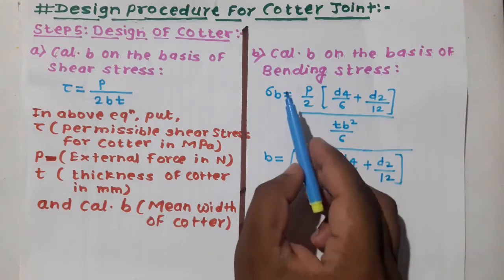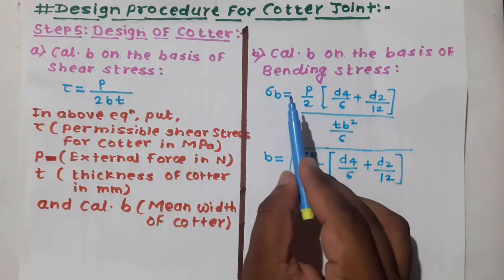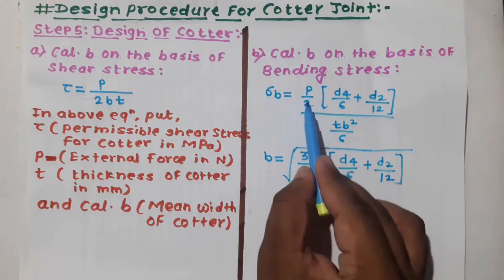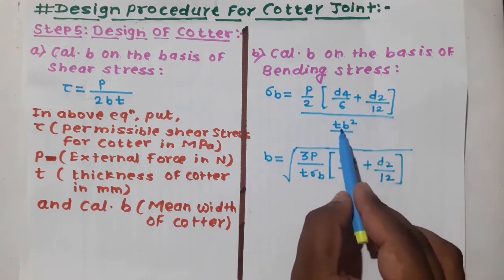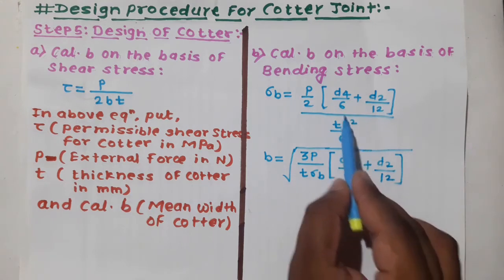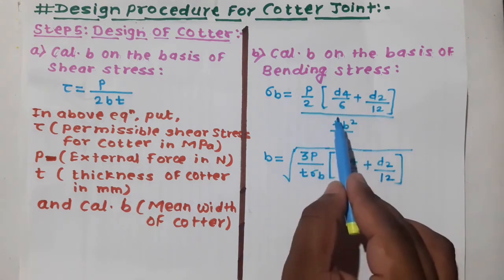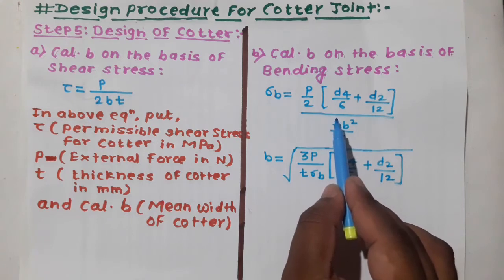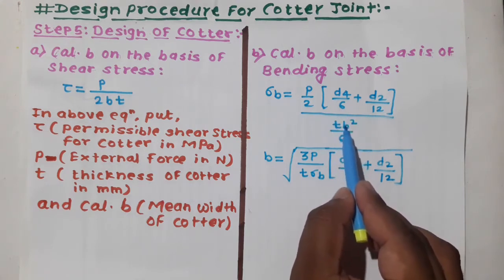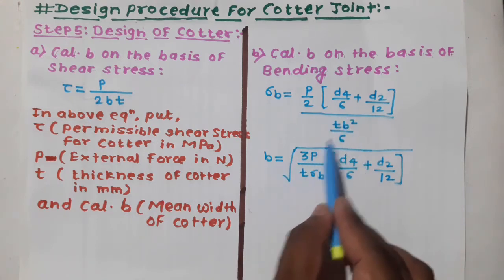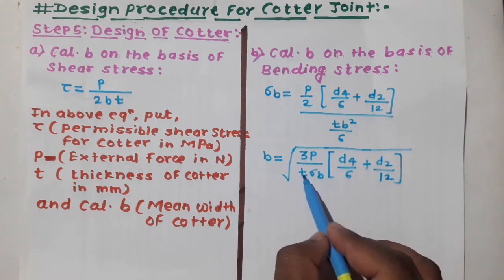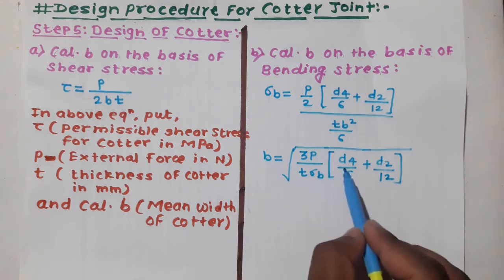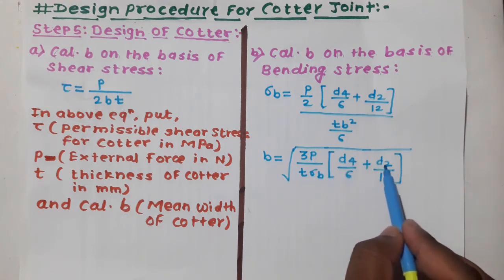I have referred to this equation from the previous article. Sigma b is equal to P upon 2 into bracket d4 upon 6 plus d2 upon 12, upon t b square upon 6. So this is the equation for bending stress in the quarter. Now let us rearrange this equation to get small b. I have taken small b on the LHS, and we can get the RHS like this: b equals square root of 3P upon t sigma b, into bracket d4 upon 6 plus d2 upon 12.